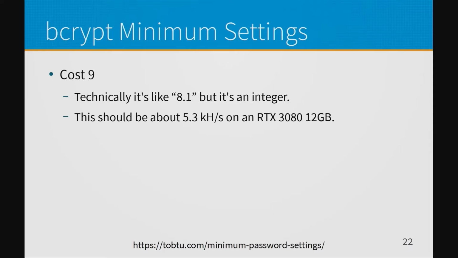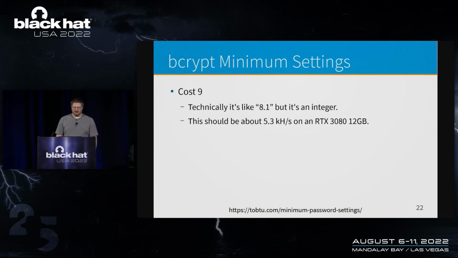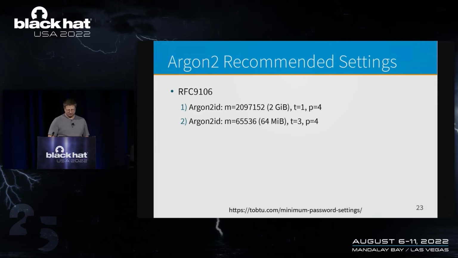So bcrypt minimum settings are very simple, cost 9. Technically, because of the way bcrypt works with its costs, it's exponential. So it's technically like 8.1, but you have to put in an integer. The link at the bottom of the screen, that is my webpage. I will be updating that with current recommendations.